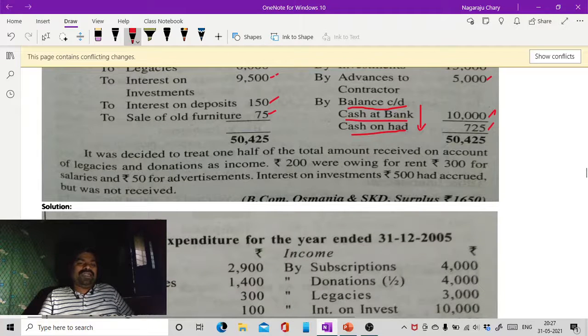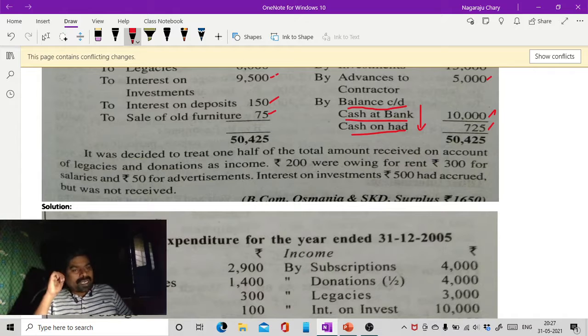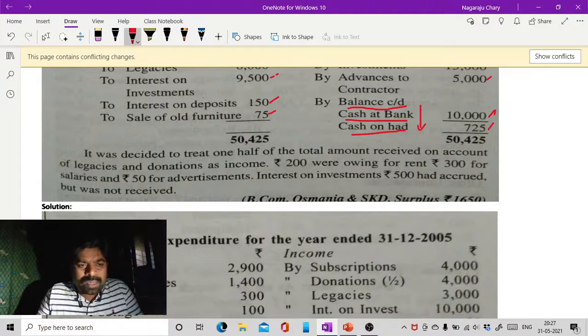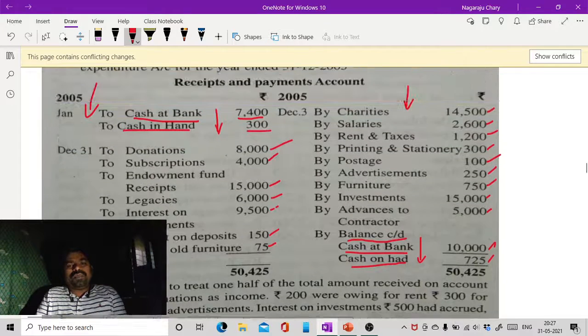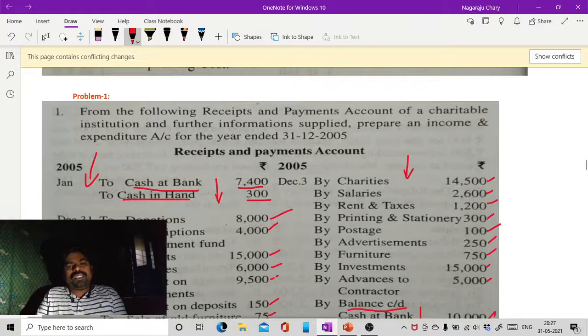It was decided to treat one-off of the total amount received on account of legacies and donations as income. 200 rupees were owing for rent, 300 for salaries, and 50 for advertisements. Interest on investments, 500, had accrued but was not received. Now we have to prepare the income and expenditure account with the information.